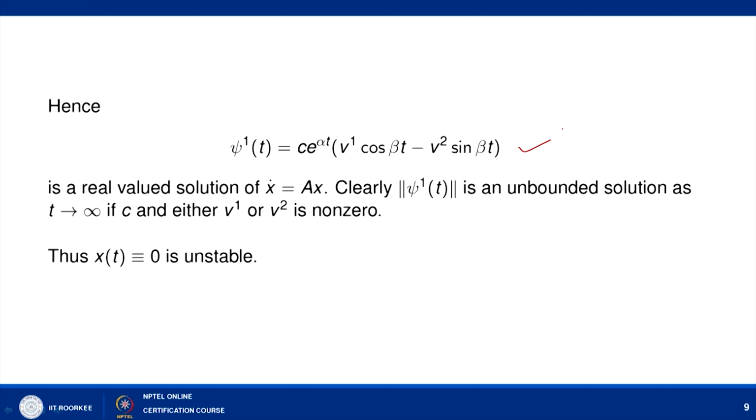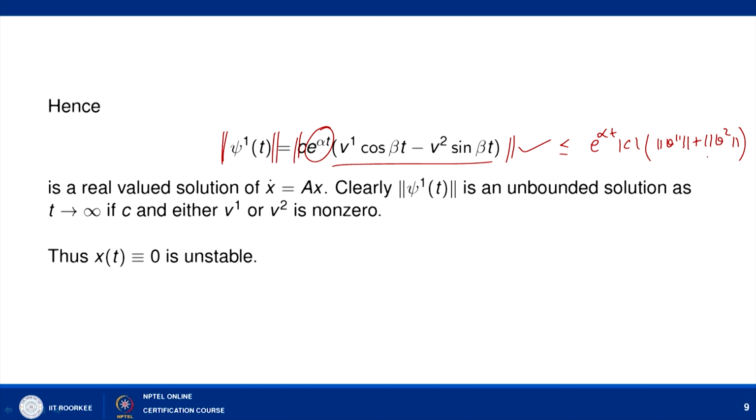So let us take one real valued solution, let us call it psi 1 t. Psi 1 t is c e to the power alpha t times V1 cos beta t minus V2 sin beta t. Now this is a real valued solution of x dash equal to Ax. Now we can look at the norm of this, and this is bounded by, say, the norm of V1 plus V2, so it is less than or equal to e to the power alpha t, modulus of c, and this quantity is bounded by, you can say, norm of V1 plus norm of V2.